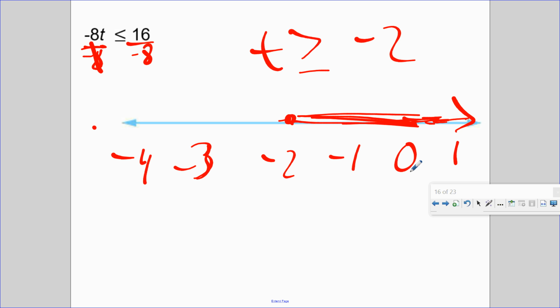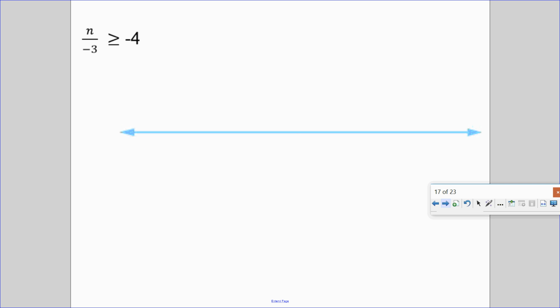So let's see this work. 0. Negative 8 times 0 is 0. Is that less than or equal to 16? It is. So when you're multiplying or dividing by a negative, you've got to reverse the sign. Flip it around.